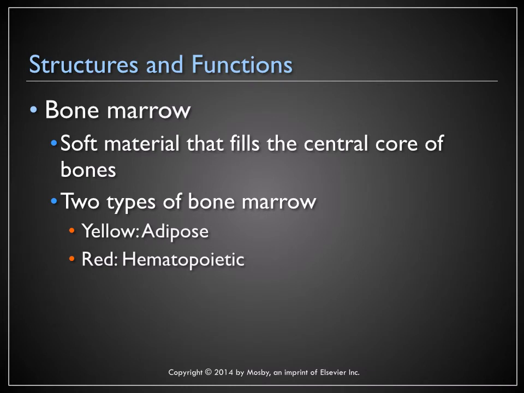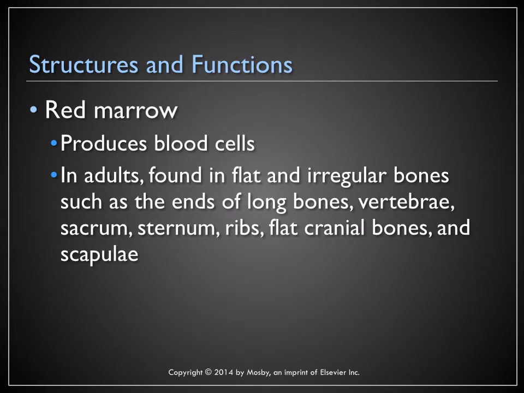What is bone marrow? Bone marrow is a soft material that fills the central core of bones, and there are two types of bone marrow. That is adipose, yellow, which reflects the lipids, the fat, and the other one is hematopoietic bone marrow, which is red. So the yellow bone marrow has adipose in it, and the red bone marrow is hematopoietic.